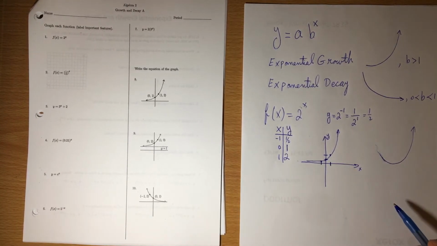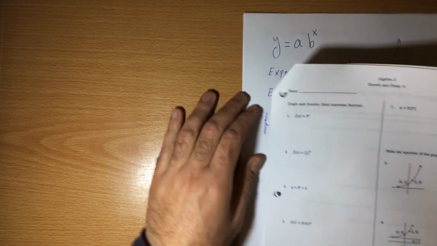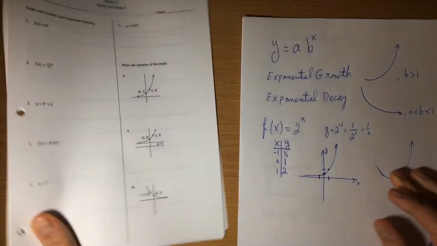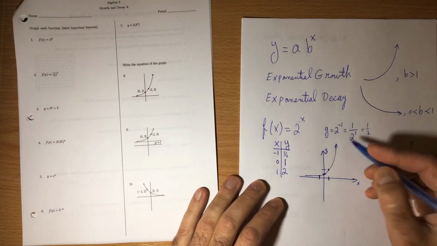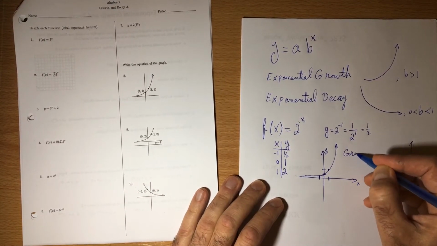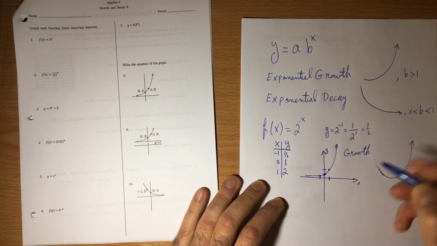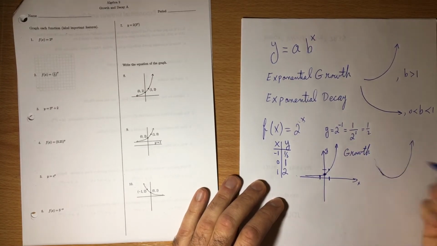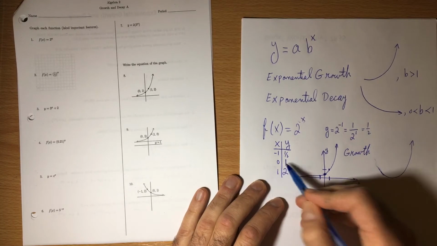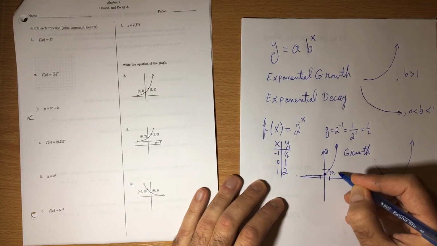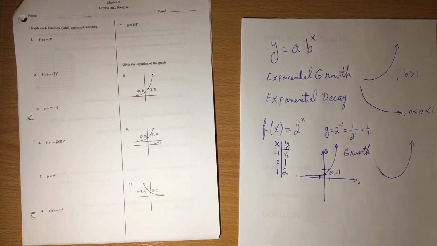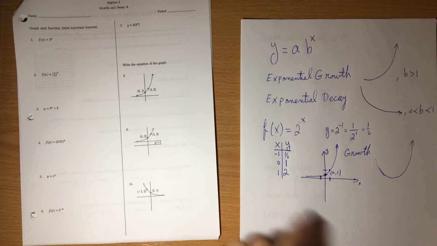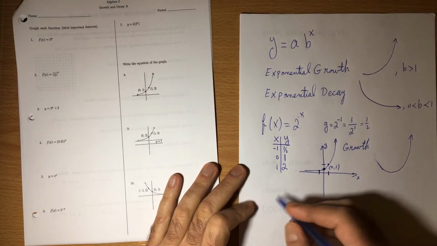All right, so what are the important features that the problem is asking you about? The important features are that we write whether it's growth or exponential decay. We write the y-intercept, which is whenever the x is 0, and that's obvious, (0, 1). We also write the equation of what we call the asymptote.